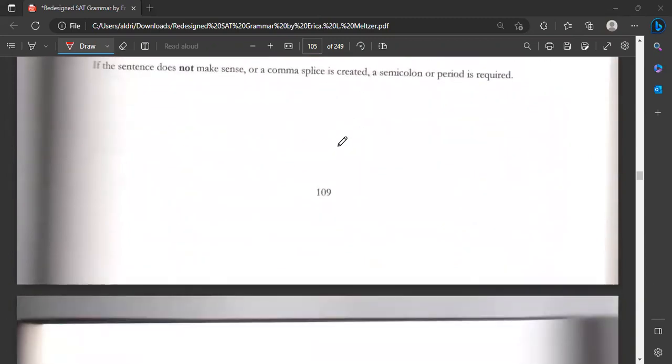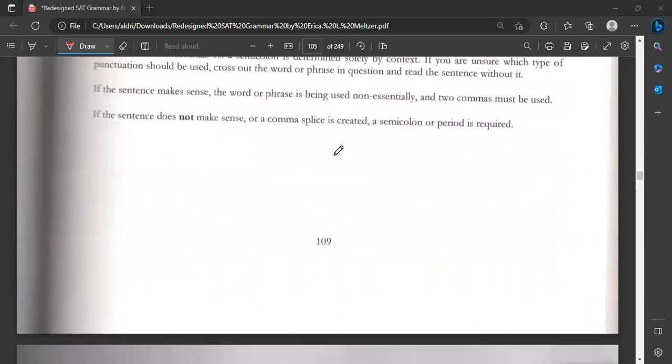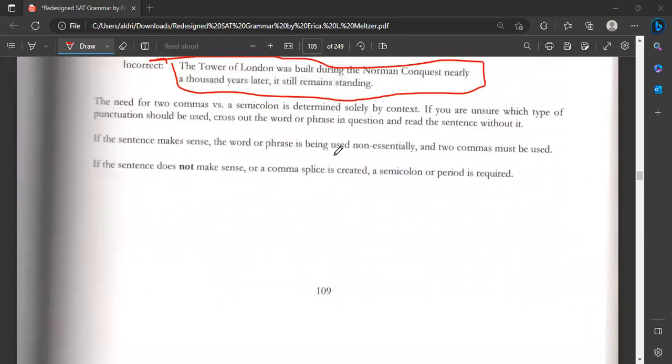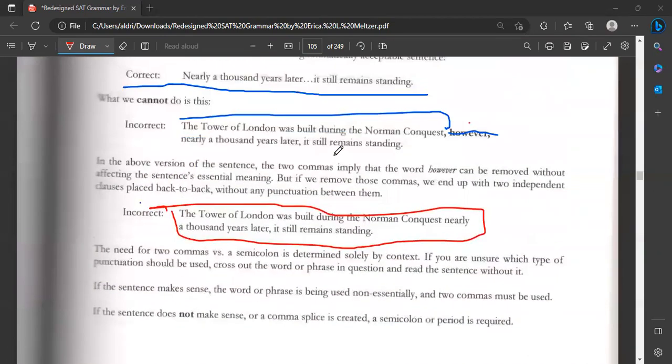So just let me know if there's something that you guys are unclear about, and we can go over that. So I think that's pretty much the main idea of non-essential clauses. So if you guys are good here, best believe you're good.